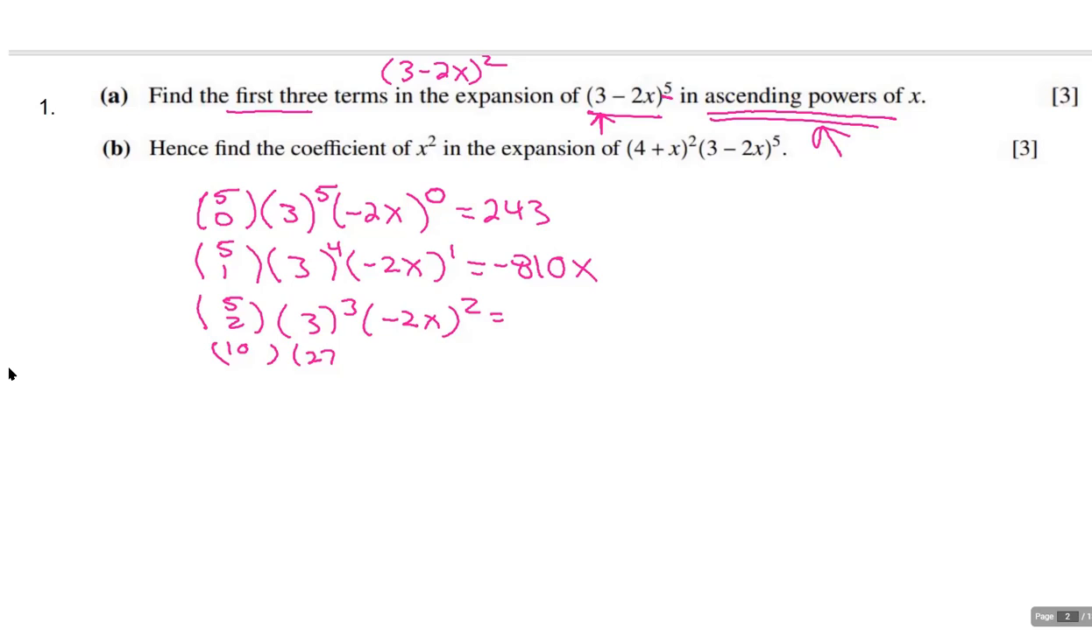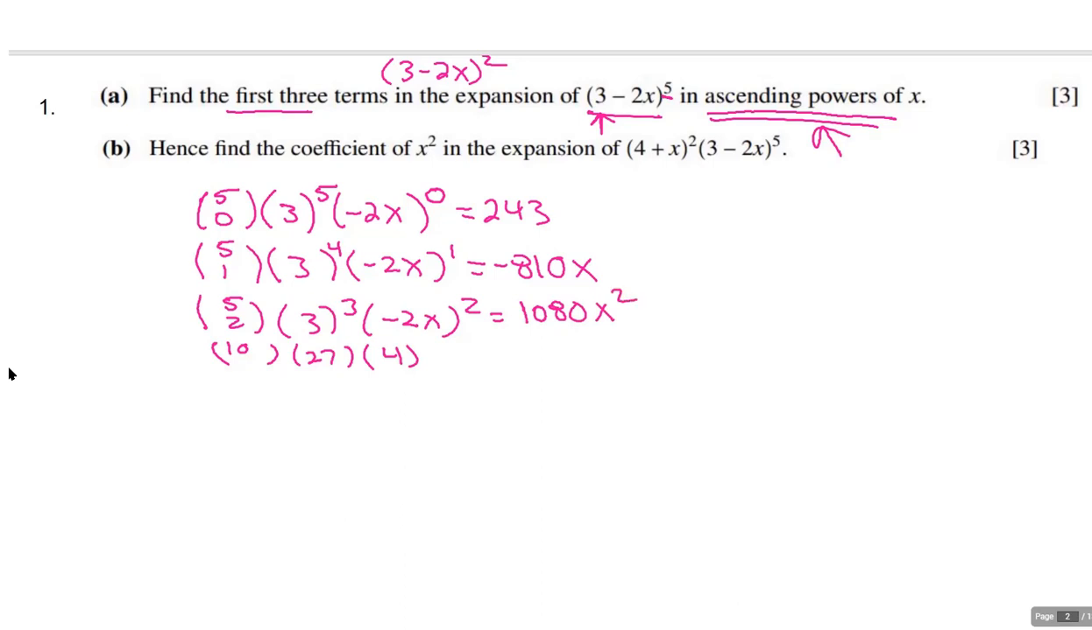Now here's where you have to be careful. This negative 2 is to what power? The second. So what's negative 2 to the second power going to be? 4x squared. Right, it's going to be 4. And right now, I just worried about the numbers. So this is going to be 10 times 27, so that's going to be 270. What's 270 times 4? 1080. And then you're right, it'll be x squared.